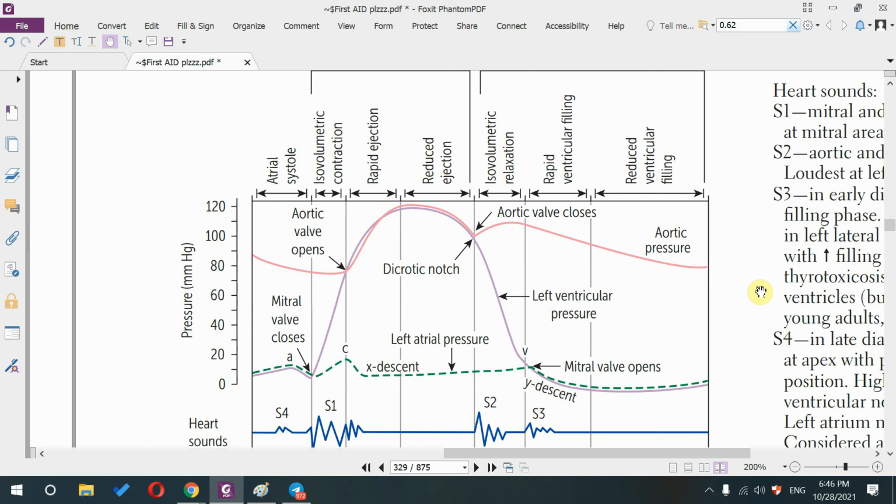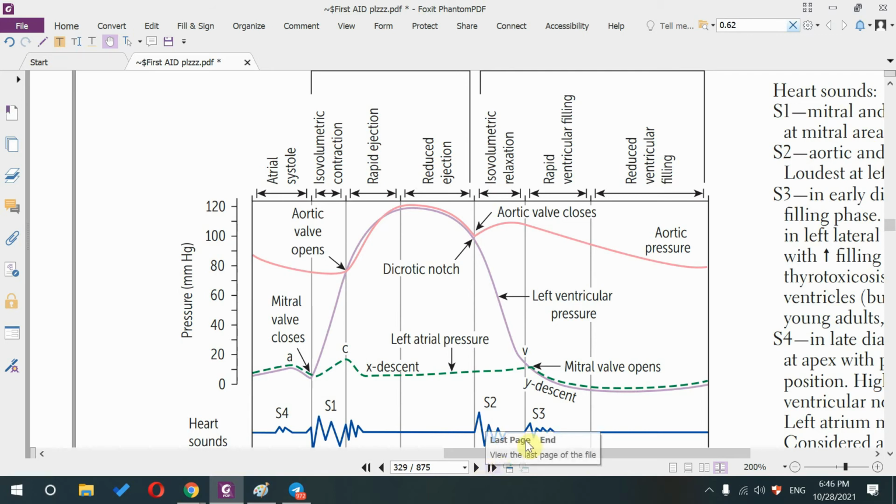oxygenated or non-oxygenated blood. So in case of mitral valve, in case of left atrium, what happens? Well, now I'm going to start from a different area. I'm going to start from the top left.